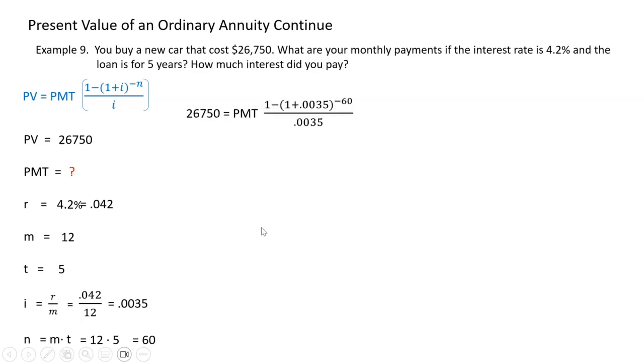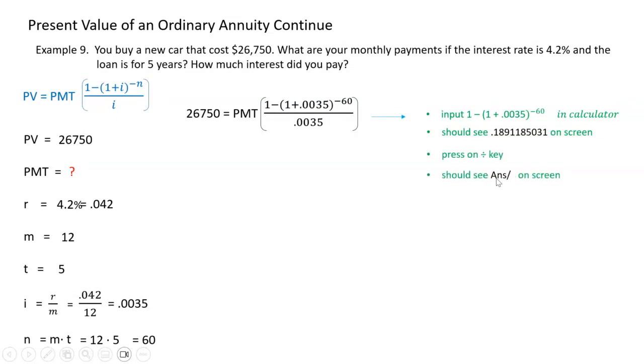Now we just plug everything in the calculator, right? We're going to do it in one steady flow. First we input the numerator: 1 minus parentheses 1 plus 0.0035 close parentheses to the negative 60. And this is what you see on your screen. Then you hit the division key.